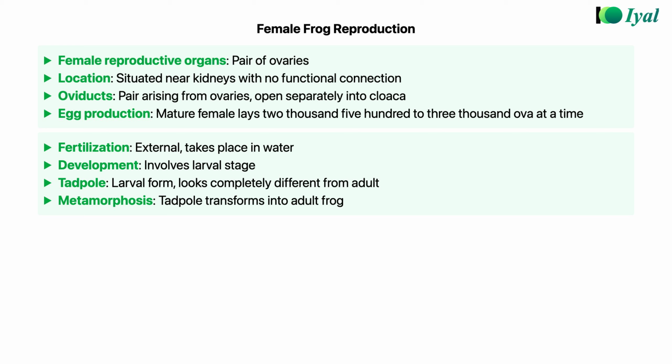Development is really fascinating because it involves a larval stage. The eggs hatch into tadpoles, which look completely different from adult frogs. Tadpoles are aquatic. They have tails. They don't have legs initially. Then they undergo this amazing transformation called metamorphosis, where they gradually develop legs, lose their tail, and become adult frogs. It's one of the most dramatic life cycle changes in the animal kingdom.